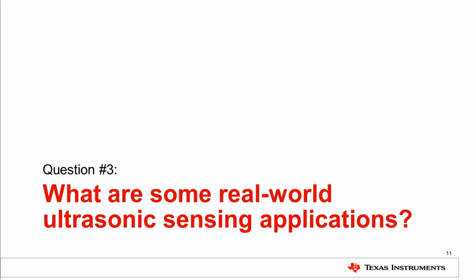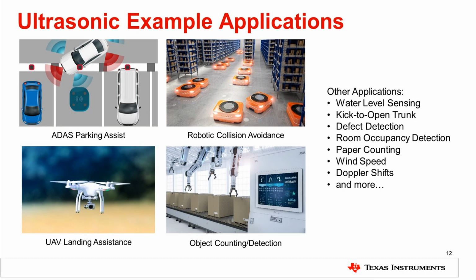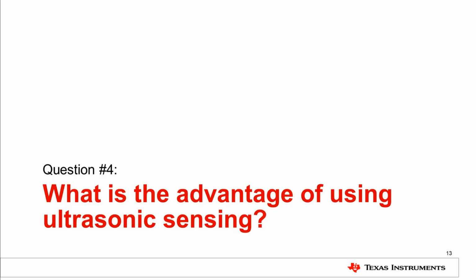What are some real-world applications where ultrasonic sensing is used? Ultrasonic sensor systems are used in a variety of applications, from automotive vehicles for reverse park assistance, autonomous robotic navigation for collision avoidance, and unmanned aerial vehicles for landing assistance, to factory automation purposes such as object counting, liquid level sensing, and defect detection.